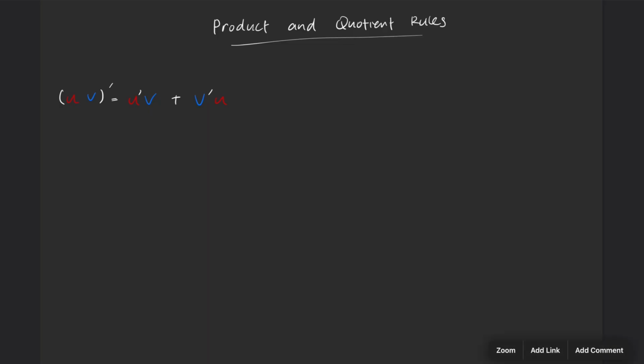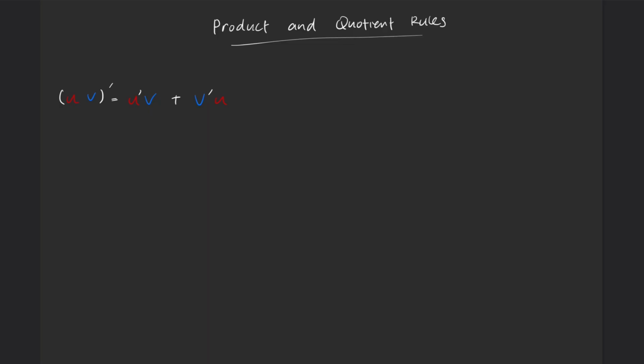And the product rule says that if we have some function that is a product of two functions, u and v, the derivative of that function is u prime v plus v prime u. So we notice that the first one has u changing, so we have the derivative of u, but v stays constant. And then the second one has v changing, which is the derivative of v, and then u staying constant.